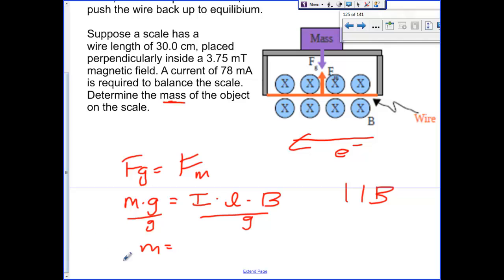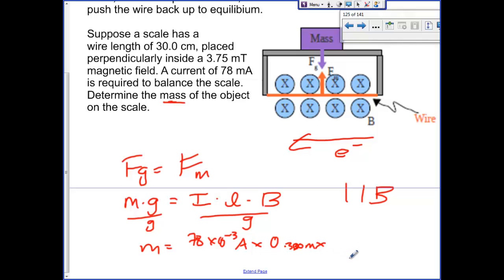So if we want to solve this for mass, we're going to need to know the current, which is given with 78 milliamps. We're going to need to convert it to just a regular amp. So what's that in regular amps? That'll work. You can go 78 times 10 to the negative 3, or you could call it just 0.078. That'll work. Then we need the length of the wire. 30 centimeters. Sure, 0.3.